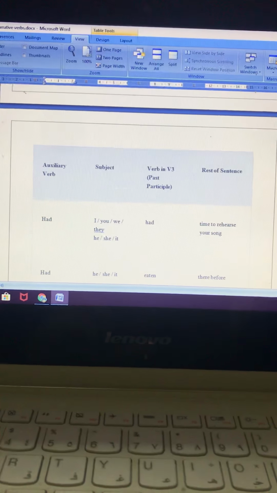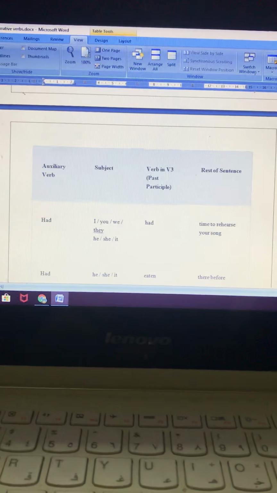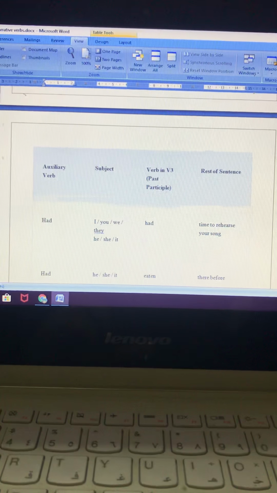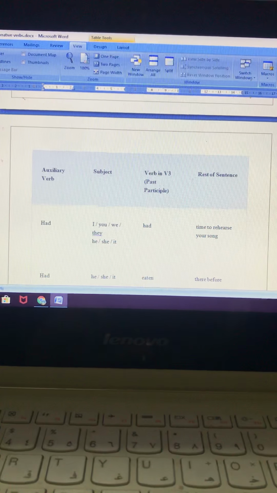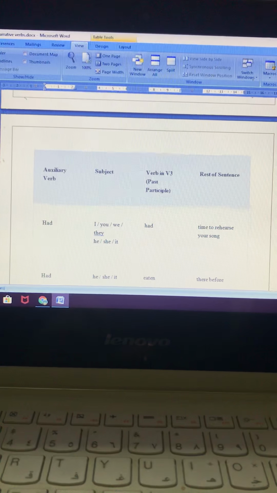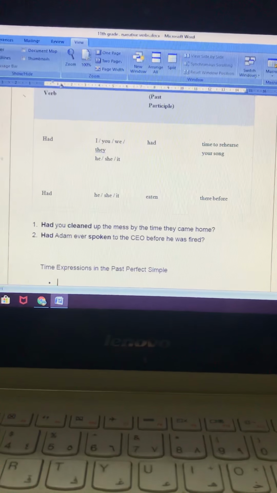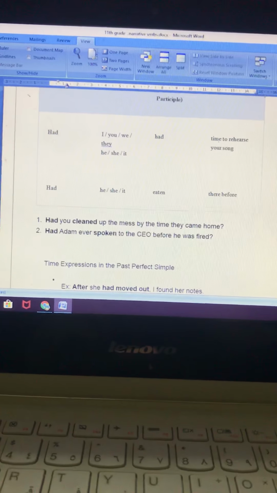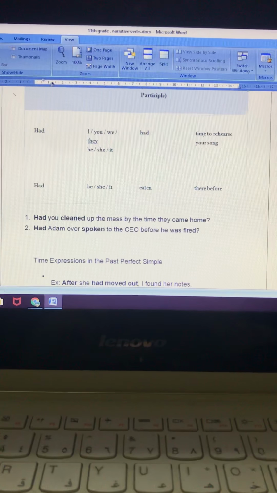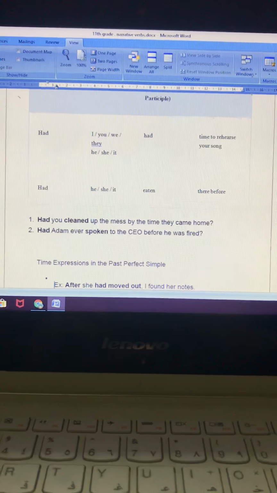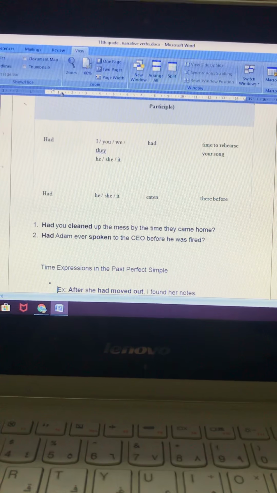Or had she eaten there before? It was she had eaten there before. This is a statement order. For a question order, it comes to be had she eaten there before? And this is for a question. Another example, had you cleaned up the mess by the time they came home? Had Adam ever spoken to the CEO before he was fired?